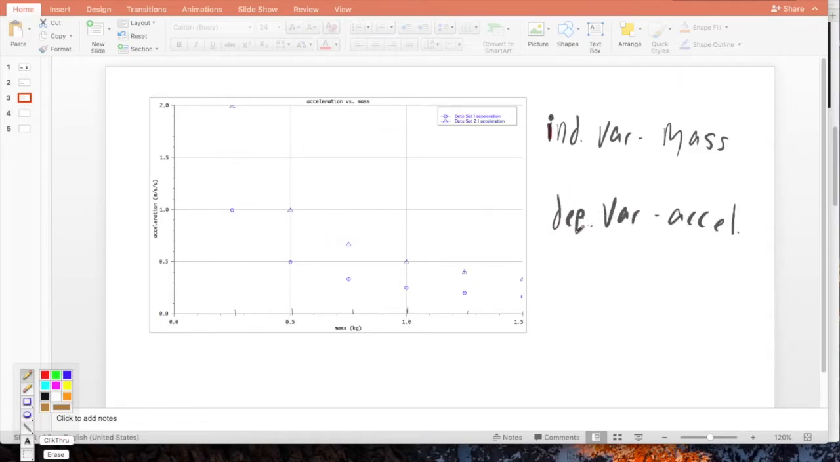What sort of relationship do you see here? We can say that as the mass increases, what happens to the resulting acceleration of the cart? You guys already know this. We've already discussed this. A heavier cart, the most massive object, is going to be more difficult to move. It's going to have the smallest acceleration. The least massive object, right here, is going to have the largest acceleration.